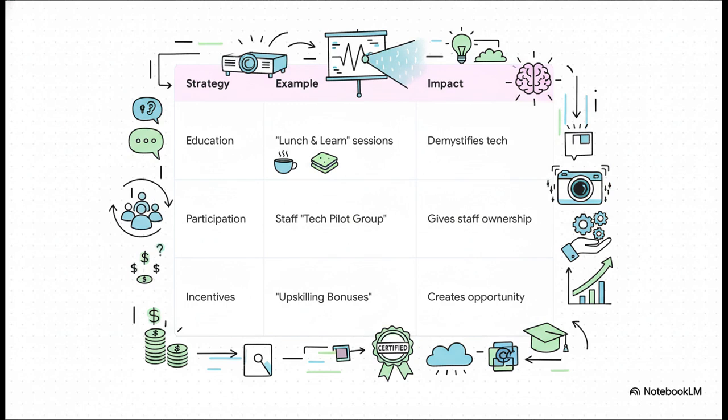Second, participation. Suggest a staff-led tech pilot group to test out new things like augmented reality cameras. This gives staff a sense of ownership and control over the change. And third, incentives. Propose upskilling bonuses for staff who get certified in cloud software. This completely reframes new tech from being a threat into a real career opportunity.